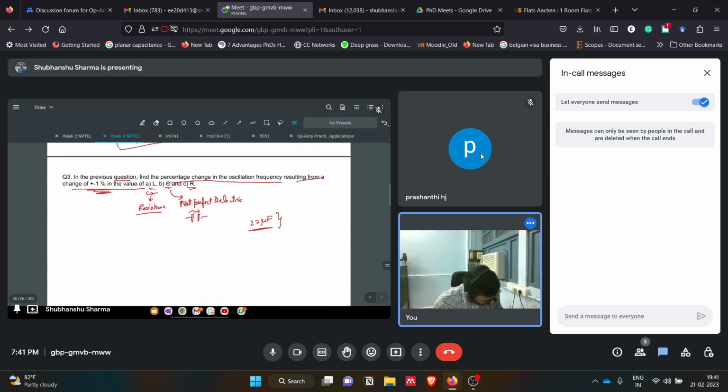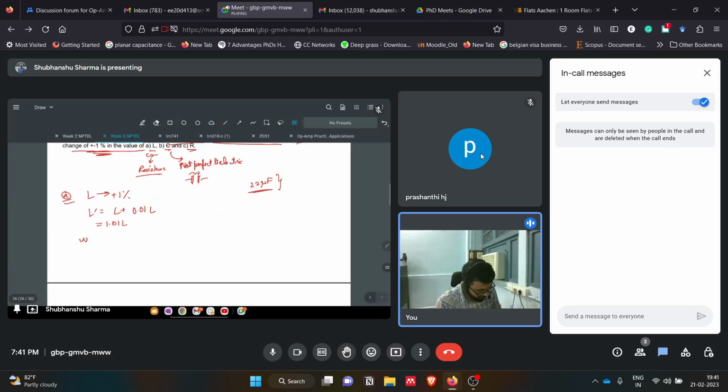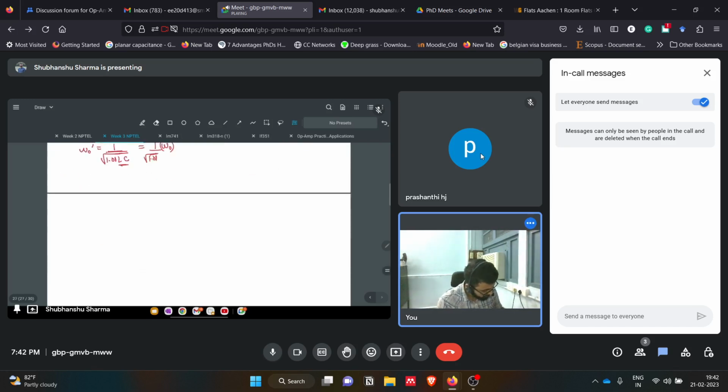So let's take the first case, when L changes by plus 1%. So what will happen? L prime will be L plus 0.01 of L, so it will be 1.01 of L. Then omega naught prime will be 1 by under root of new inductor 1.01 L into C, which is 1 by under root 1.01 into omega naught. This is omega naught, so we can express it in terms of omega naught.